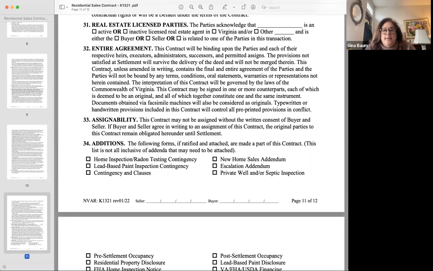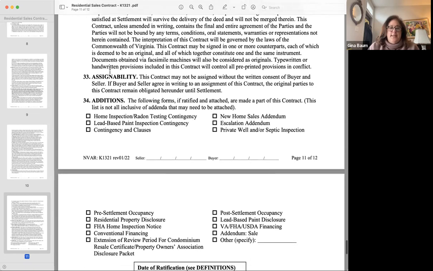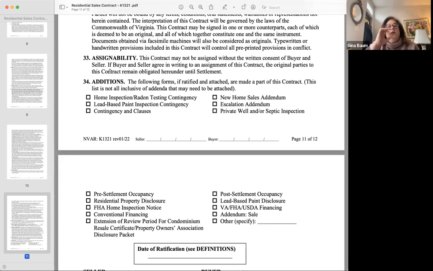Additions. All of this is important. Remember, I said everything must be contained in the four corners of the contract. So here is where we have all our addenda and what's going to be contained in the four corners of the contract. The following forms, if ratified and attached, are made part of this contract. This list is not inclusive of addenda that may need to be attached. Okay, so it may not be all inclusive. There may be other addenda.